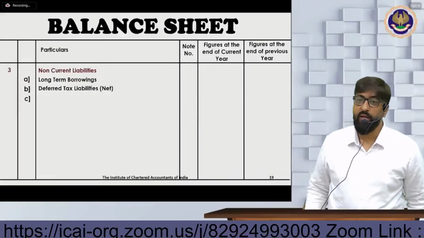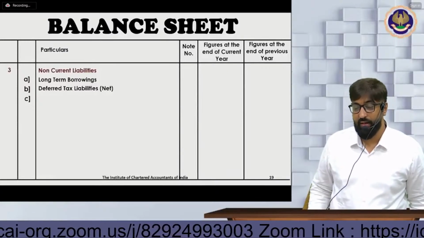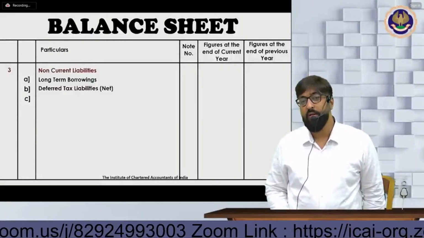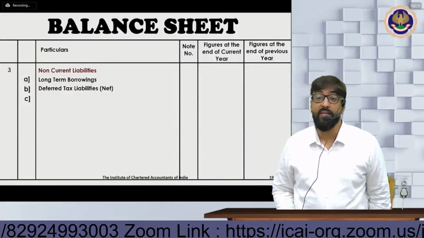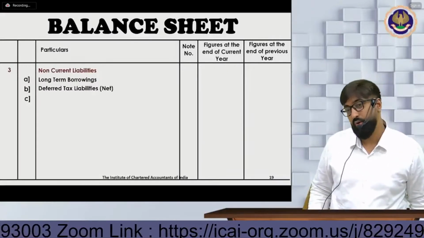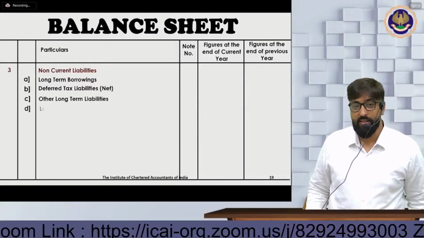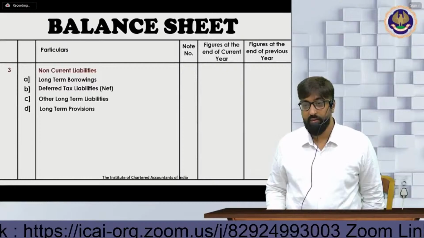If accounting income is greater than taxable income, see, you paid less tax in the current year. So your tax burden in the future years will be more. So deferred tax liability will be there if your accounting income is greater in the current year and your taxable income is less in the current year. So your future tax will be higher. Okay. Other long-term liabilities and long-term provisions.